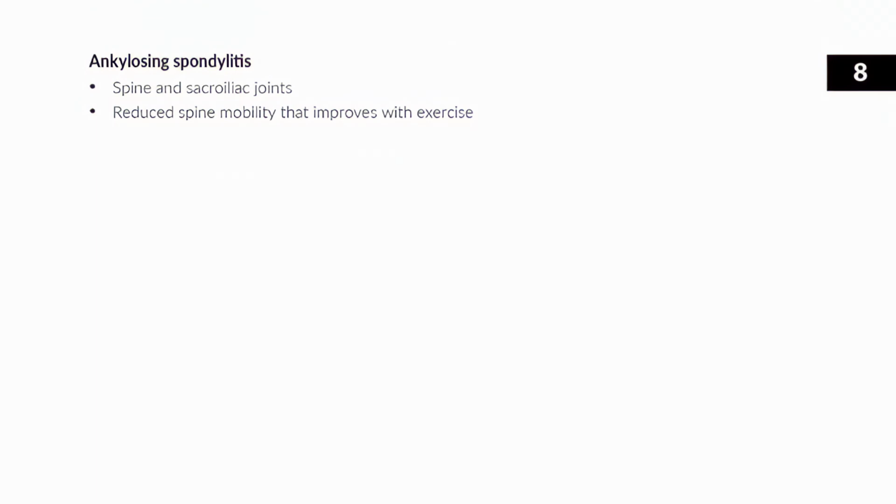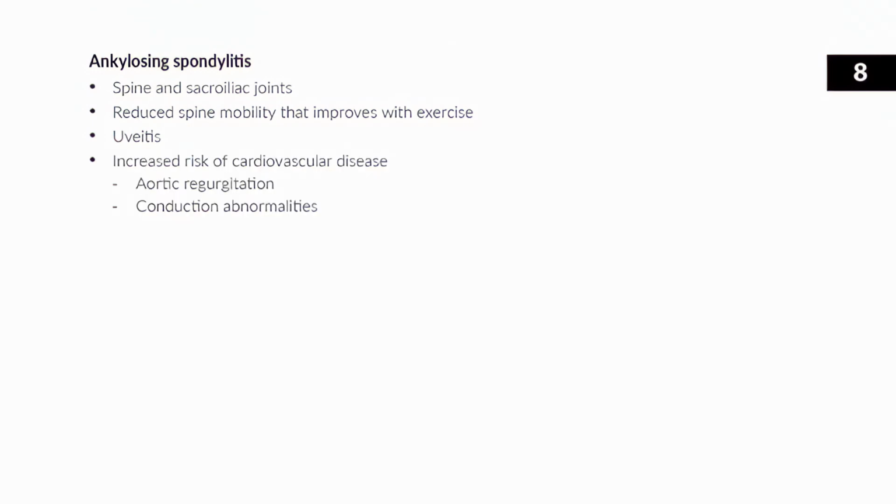And the stiffness of the spine and sacroiliac joints tends to improve with exercise. This is typically a disease that begins in young adulthood in the 20s or 30s, and a lot of these individuals will get up early in the morning and go work out or go for a 5-mile run, because that helps reduce the stiffness so that they can function during the day. Ankylosing spondylitis is associated with uveitis, inflammation of the vascular layer of the eye, and there's an increased risk of aortic regurgitation and conduction abnormalities and cardiovascular disease in general, such as peripheral vascular disease and even congestive heart failure.